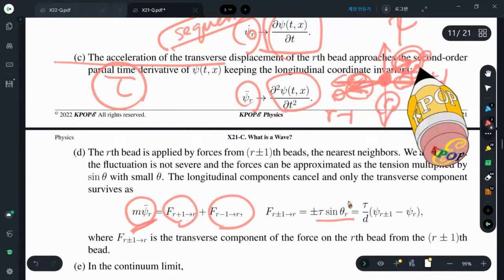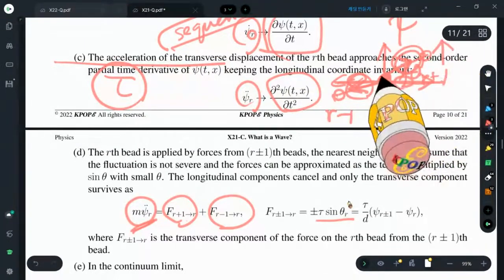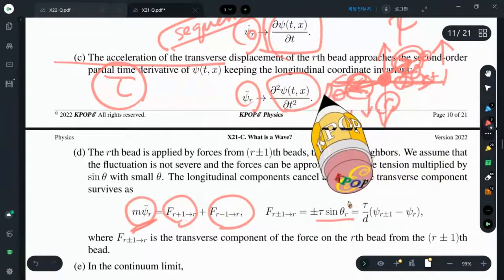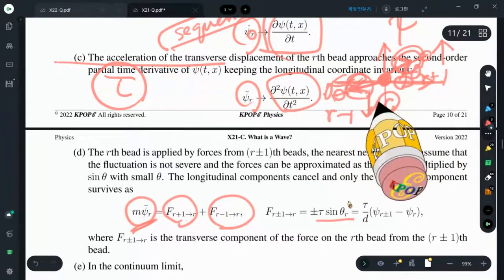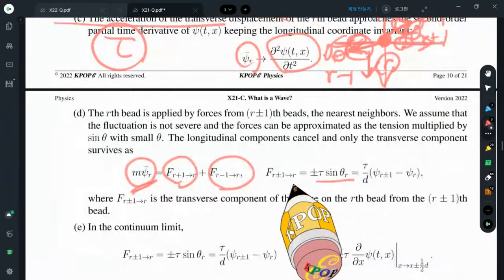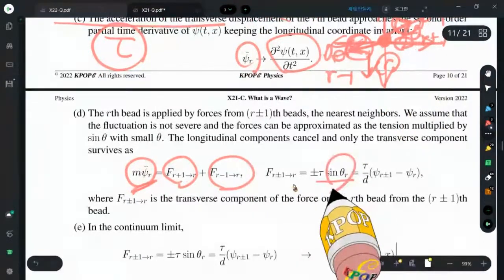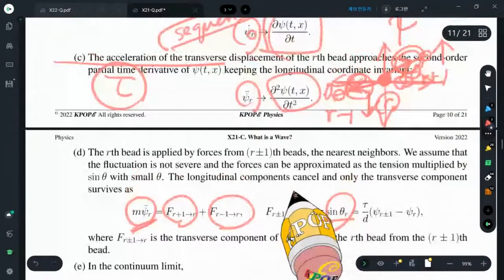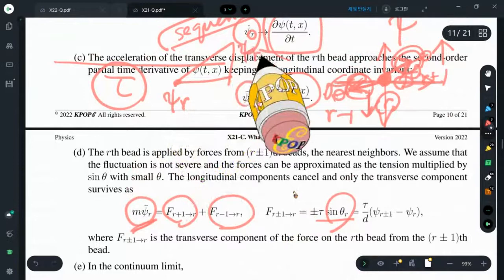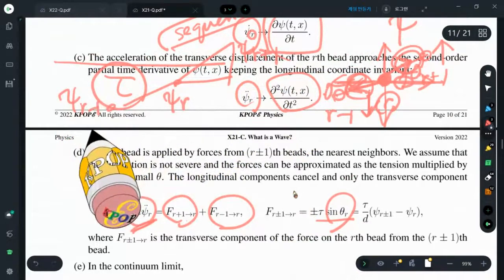And on the right side, if the angle is positive, it is upward, and on the left side, if the angle is like that, it is negative. So we have a plus-minus value. Therefore, the angle can also be evaluated by making use of the difference of the coordinates, psi r and psi r plus 1, and psi r and psi r minus 1.